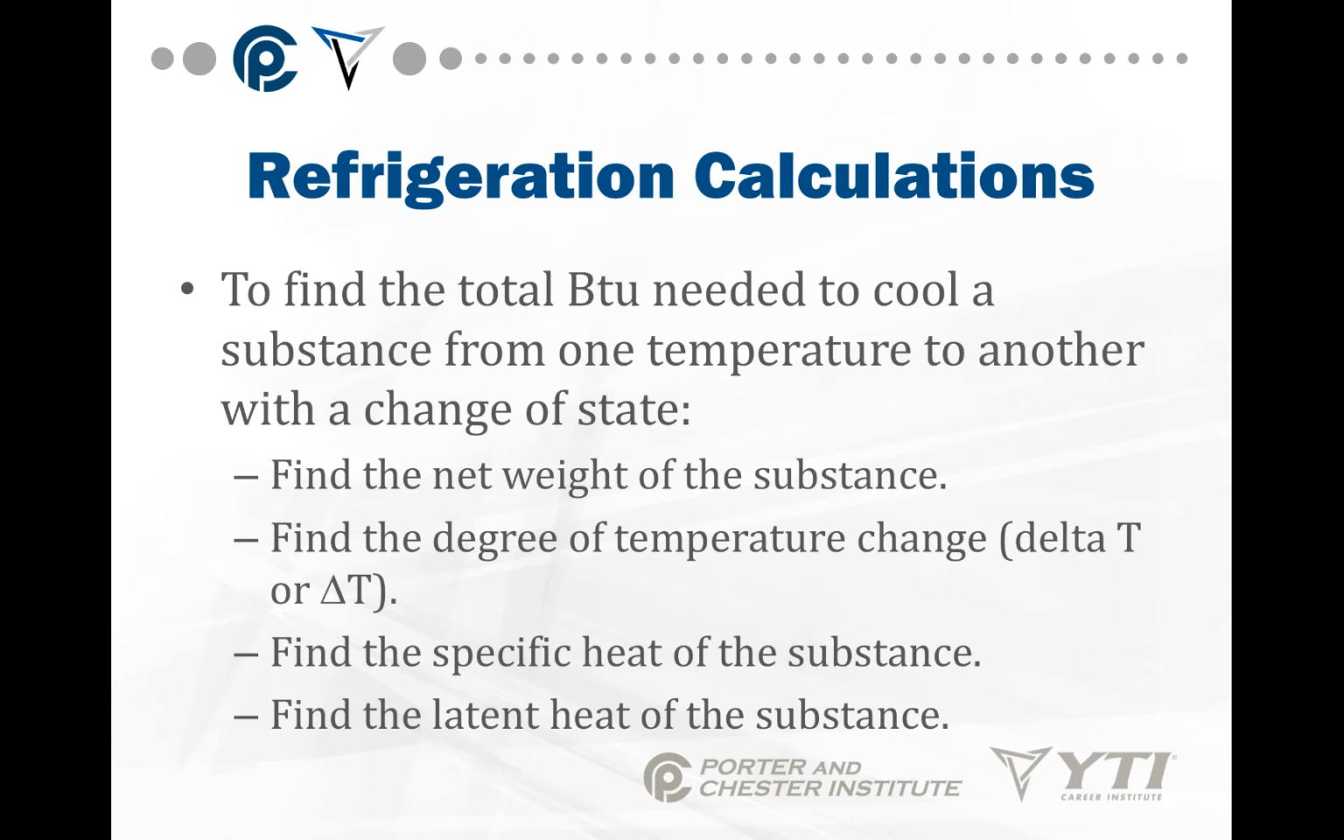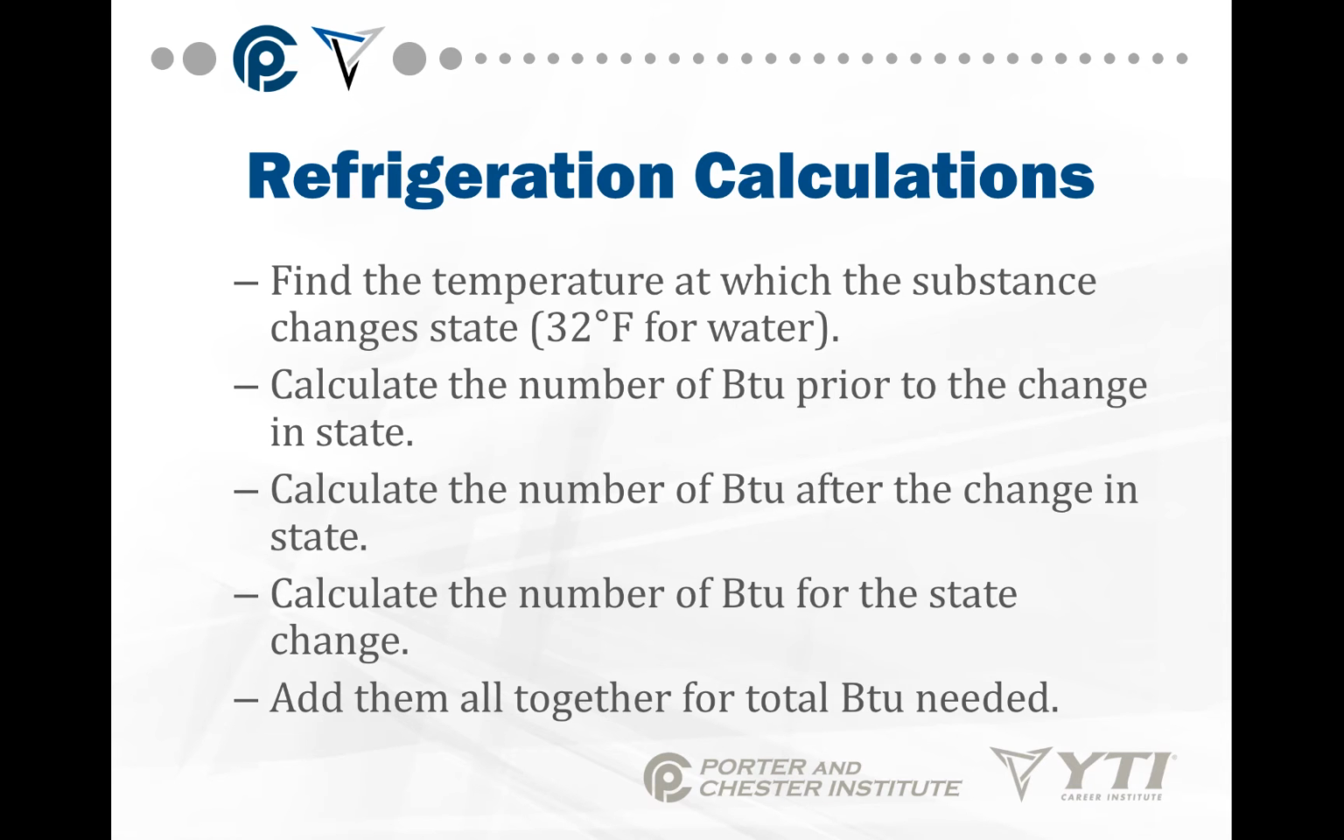To find the total BTUs needed to cool a substance from one temperature to another with a change of state, you still have to find the net weight of the substance. Then you find the degree of the temperature change. Okay, you find the specific heat of the substance and you find the latent heat of the substance. Then you find the temperature at which it changes state, and you calculate the number of BTUs prior to the change, after the change, and for the state change. Then you add them all together.